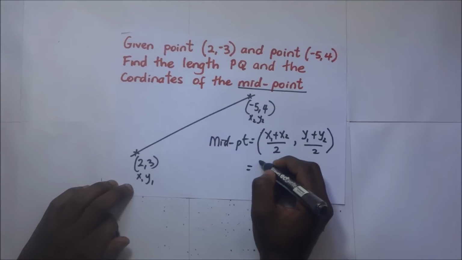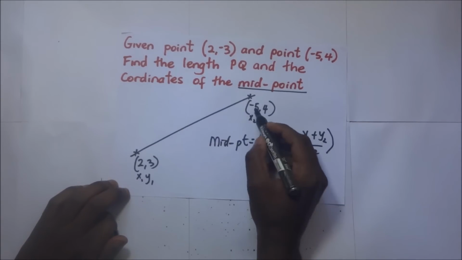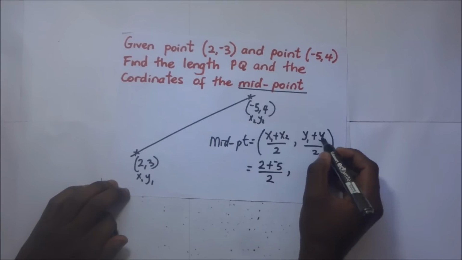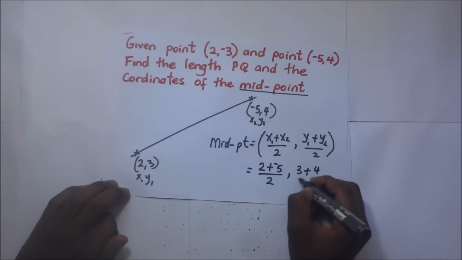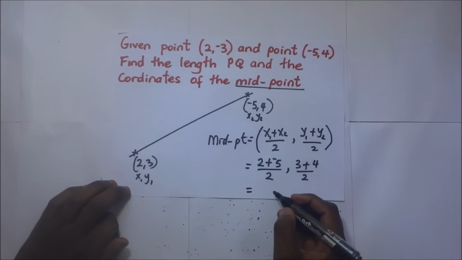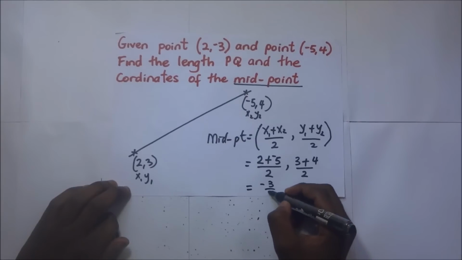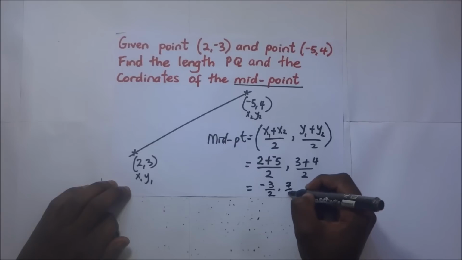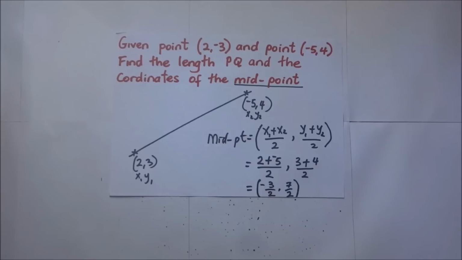So our value of x1 in this case is going to be 2 plus x2, which is -5, divide that by 2, y1 is 3 plus y2, which is 4, divide that by 2. And our answer there is going to become -3/2, 7/2. These are the coordinates of our midpoint.